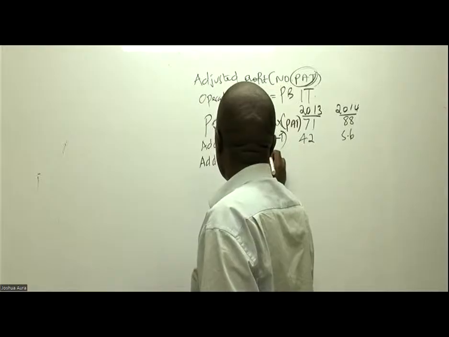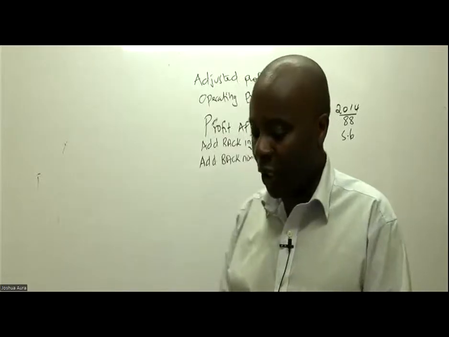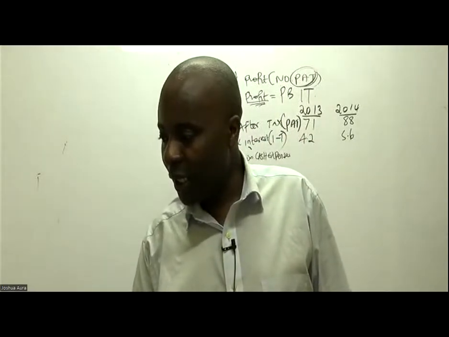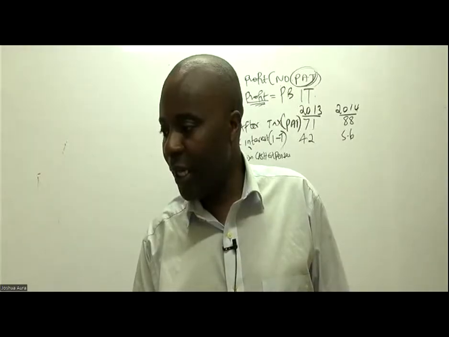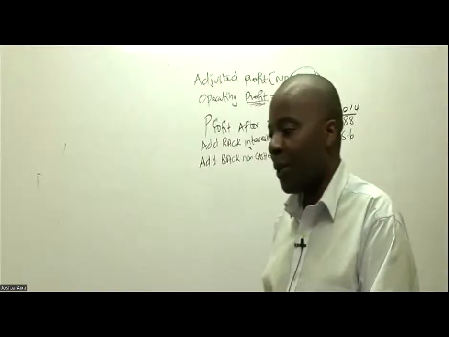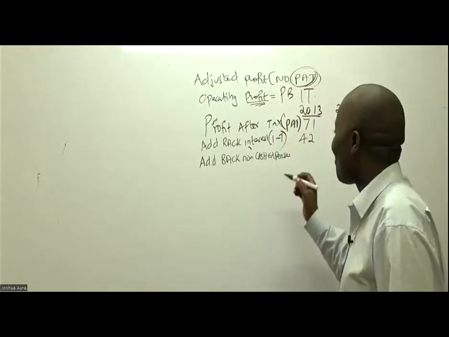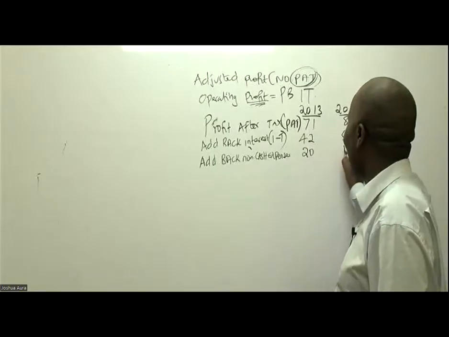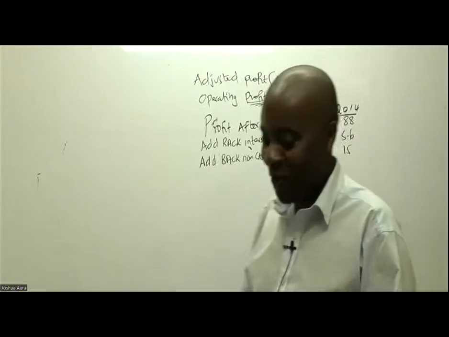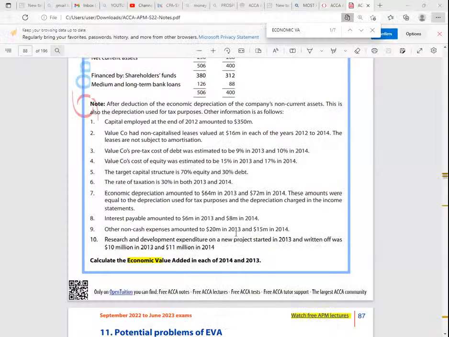So add back the non-cash expenses. The non-cash expenses are here. We have 20 in 2013 and 15 in 2014.